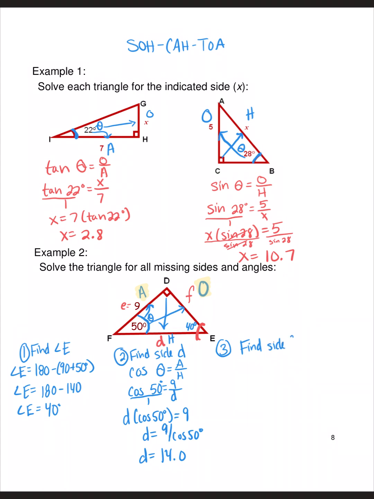We're going to find side f. We decided we're going to use the tangent of theta is equal to opposite over adjacent, and then we'll plug in our information. Theta is 50 degrees, our opposite side we don't have right now, we'll say is f, and our adjacent side is 9. We'll write that over 1 and cross multiply. So 1 times f is f, and then we'll have 9 times the tangent of 50 degrees. You should get 10.7.